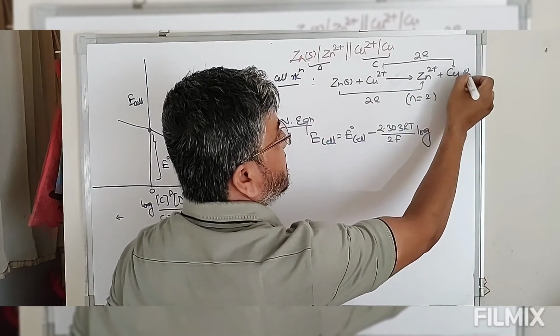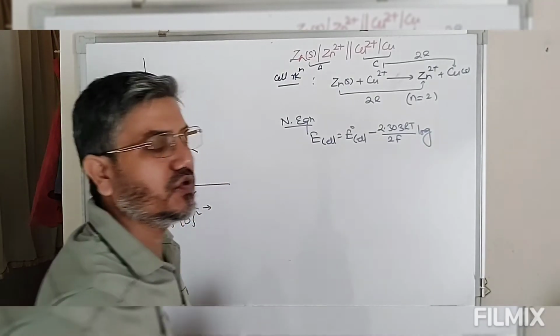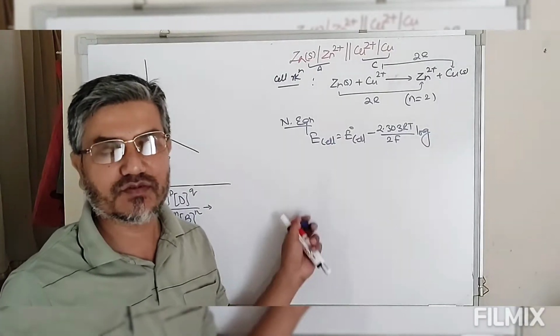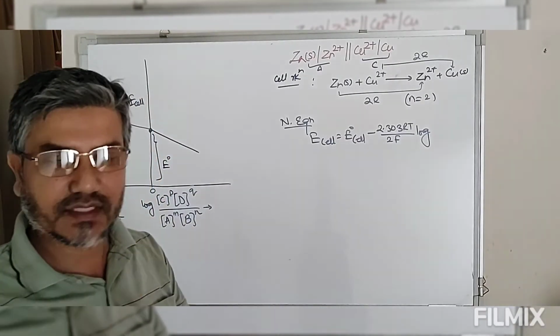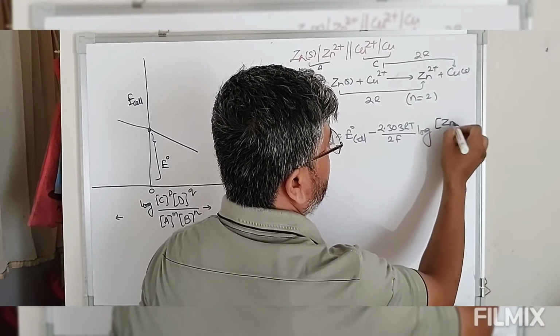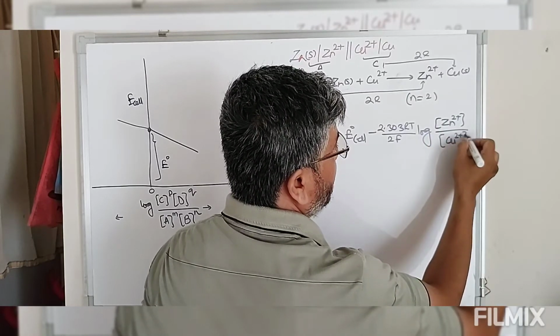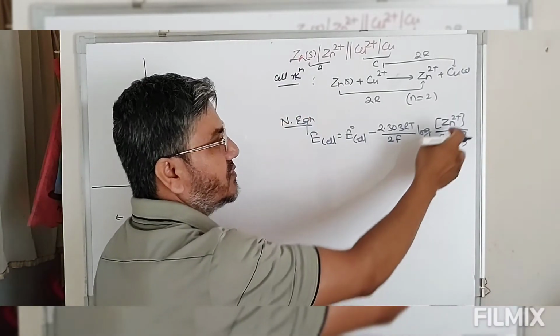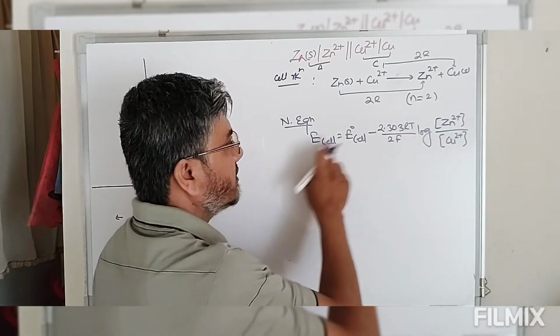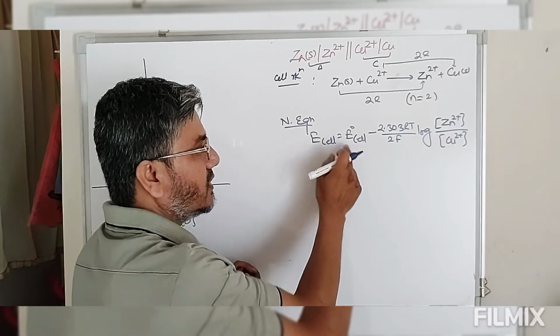If you look at this, this is solid, this is also solid. So the solid components or the pure liquids' concentration does not vary with time, so their concentration should be ignored while writing the Nernst equation. So what is left is concentration of zinc plus 2 divided by concentration of copper plus 2. So if the concentrations of zinc and copper ions are given, we can easily define this cell potential, provided this E naught is given to you.